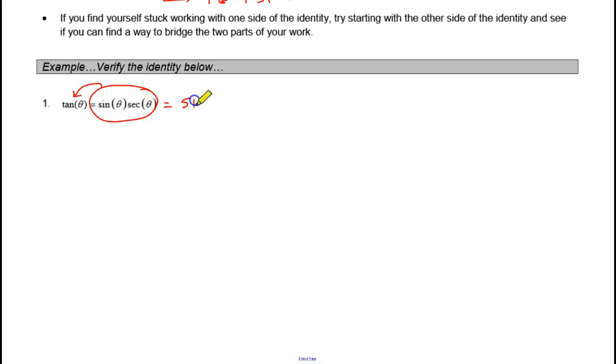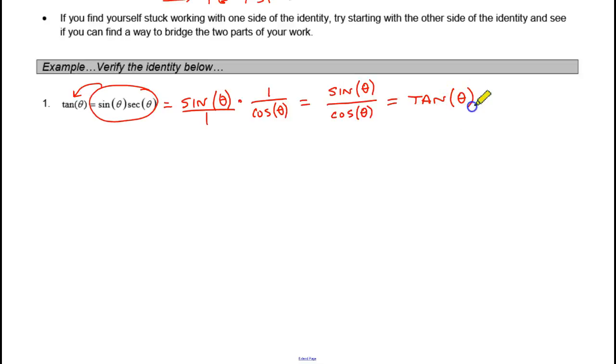So I've got sine theta times secant theta. Well, secant theta is 1 over cosine theta. And sine theta is the same as sine theta over 1. If I multiply those two fractions, I'm going to get sine theta times 1 over 1 times cosine theta. And sine theta divided by cosine theta is tan theta. So at this point, we're done.